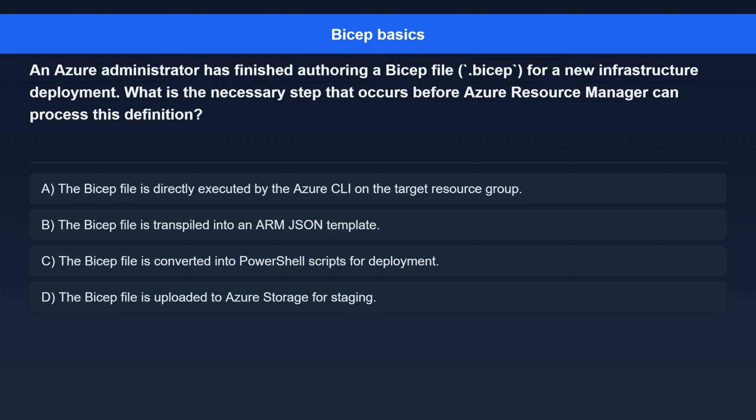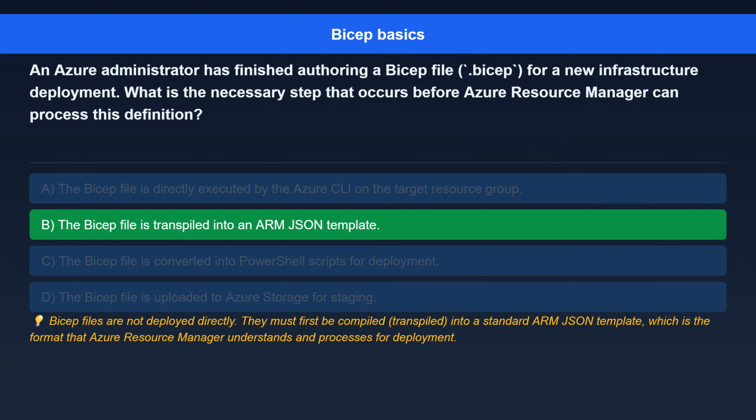Question 9. An Azure administrator has finished authoring a Bicep file, dot bicep, for a new infrastructure deployment. What is the necessary step that occurs before Azure Resource Manager can process this definition? Option A, the Bicep file is directly executed by the Azure CLI on the target resource group. Option B, the Bicep file is transpiled into an ARM-JSON template. Option C, the Bicep file is converted into PowerShell scripts for deployment. Option D, the Bicep file is uploaded to Azure Storage for staging.